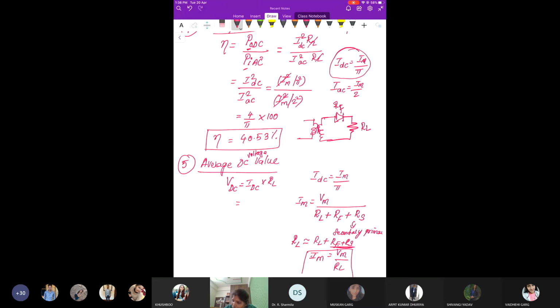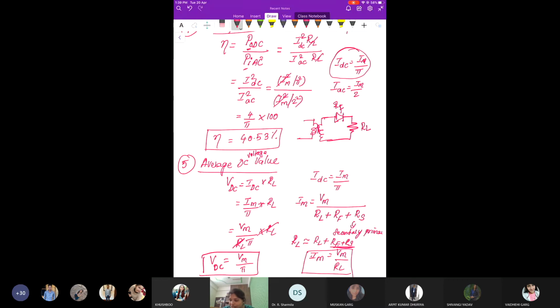So here I can substitute: IDC is nothing but Im by pi, into RL. Already I told you the value of Im. I am getting Im as Vm by RL, into pi, into RL. So these RL will get cancelled, and I will get the value Vm by pi. So this is my VDC value. The VDC value is Vm by pi. Very simple thing.